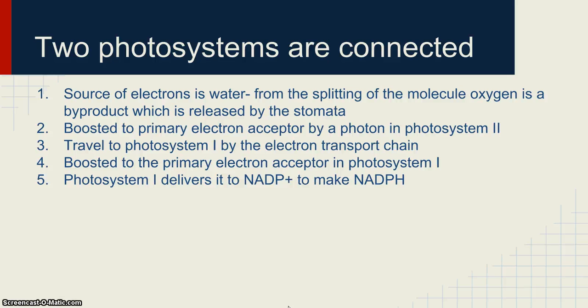We travel from photosystem II to photosystem I by the electron transport chain. So that electron transport chain keeps coming back. We talked about it in cellular respiration, and now we're going to talk about it in photosynthesis. And finally, photosystem I delivers it to NADP+ to make NADPH.